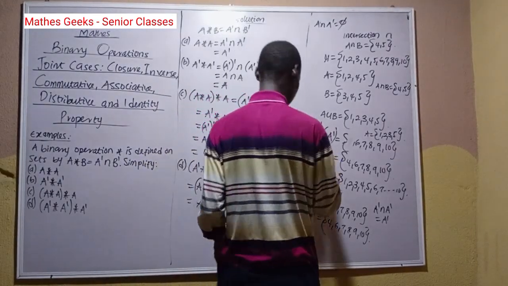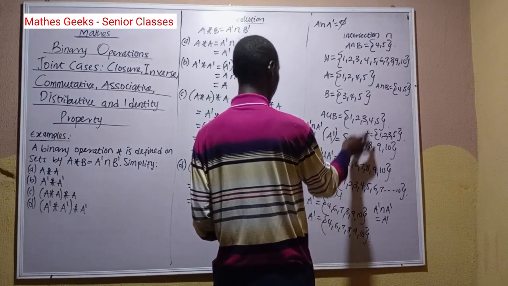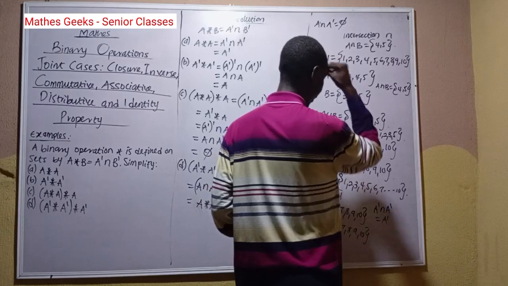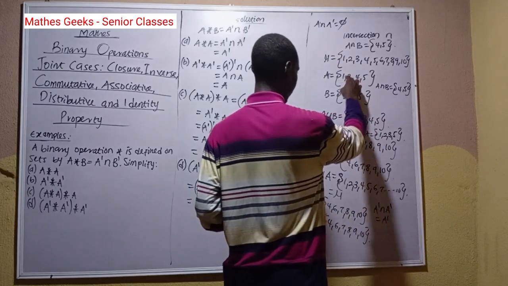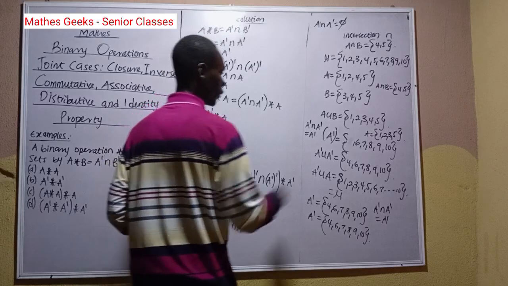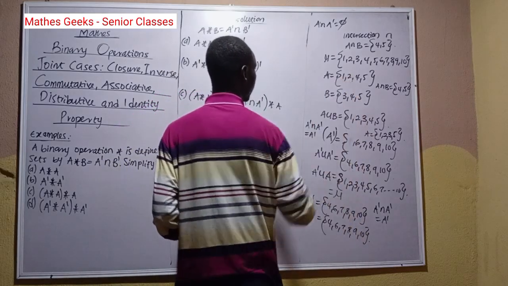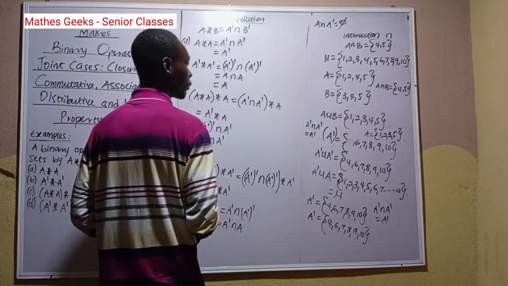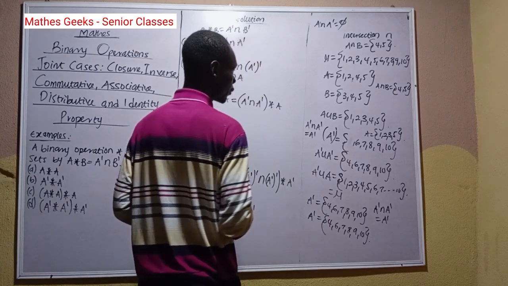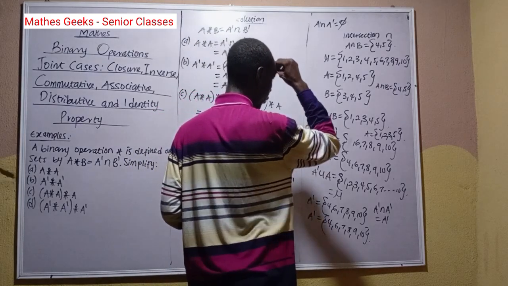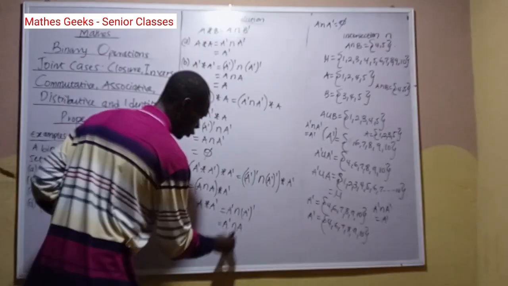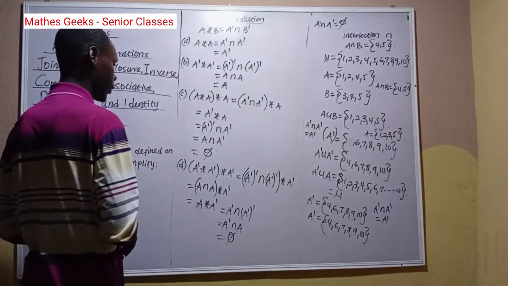Between A complement here and A, are there elements that are here as much as you can find here? No, there are no elements in A complement and the set A that are the same. So we don't have common elements. For that reason, we say this is disjoint, or an empty set also.